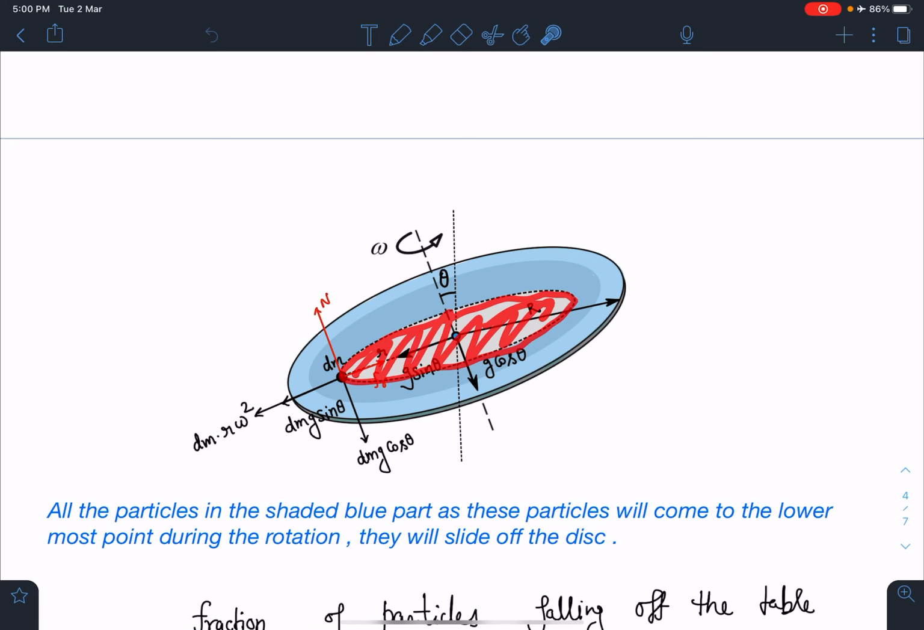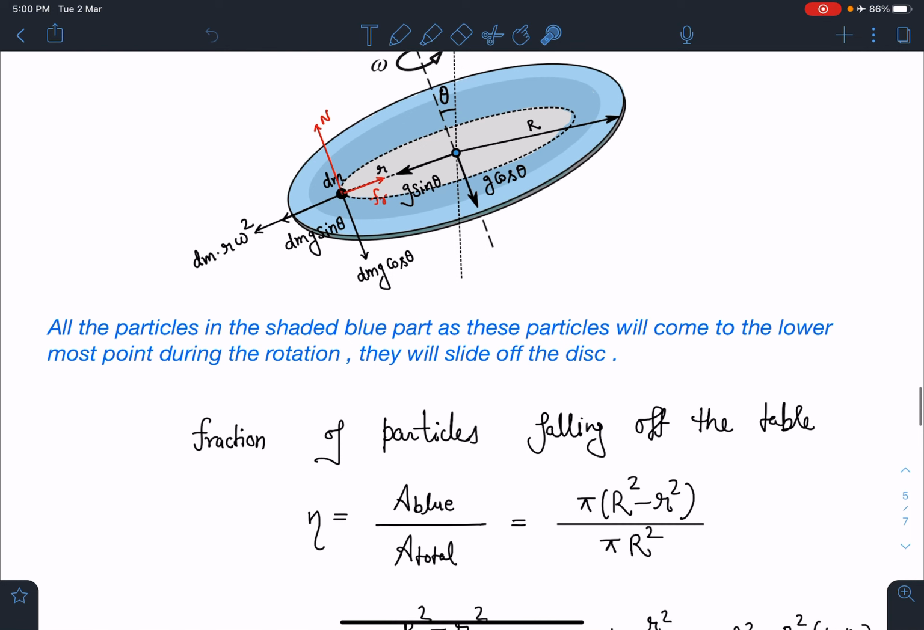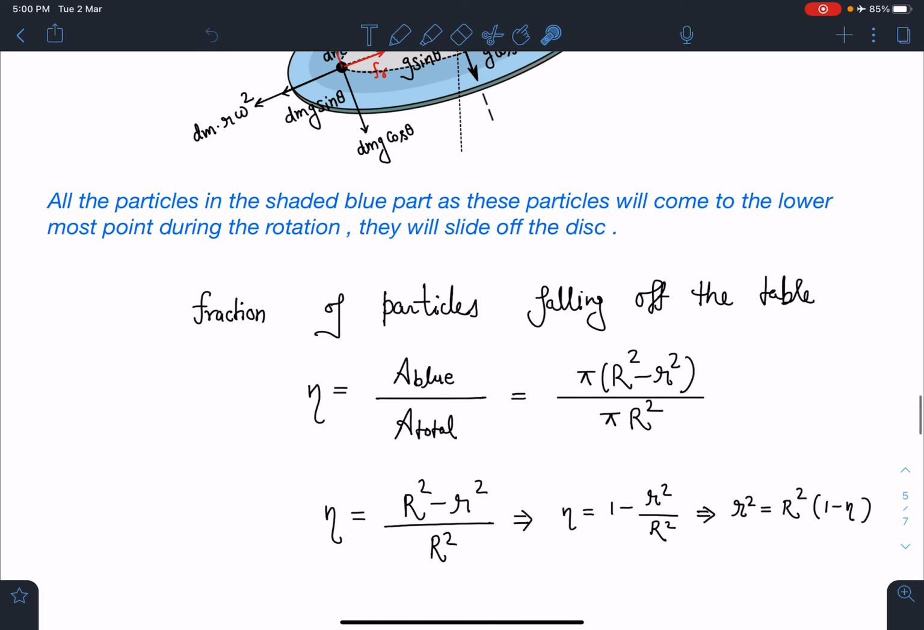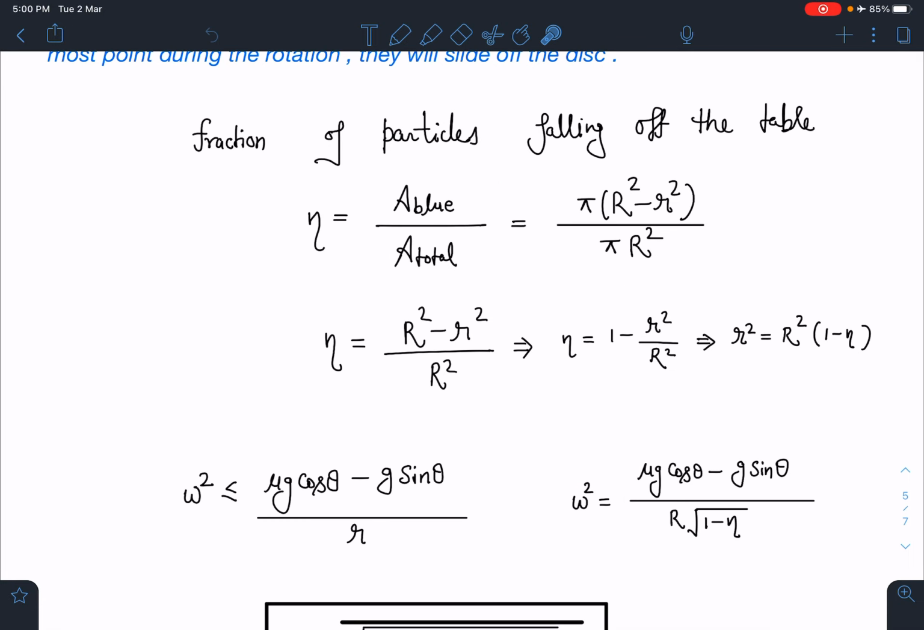And one more information is given here, that is the fraction eta. So I can say it will be the particles present in the area of the blue part divided by the total area of the disk, that is total sand particles, and its fraction I can relate with the area. So the area of the blue part I can write as pi capital R square minus small r square divided by pi capital R square. So when I simplify, I am going to get this r value as small r equal to capital R root of 1 minus eta.